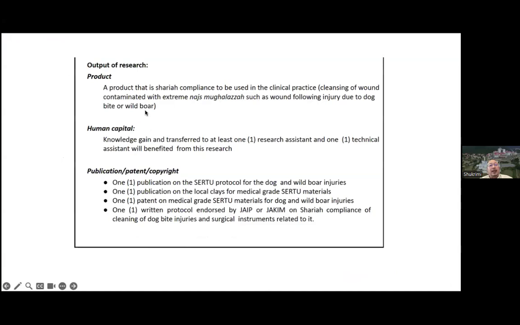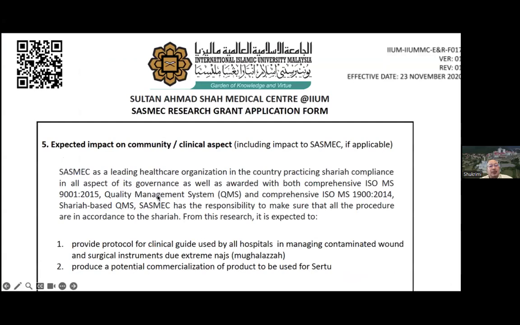Okay. And the output, product of Sharia compliant to be used. Okay. And the publication as a requirement by the funders lah. Okay. So expected result, provide protocol, produce, and then produce potential. If this is effective, probably for commercialization later lah.